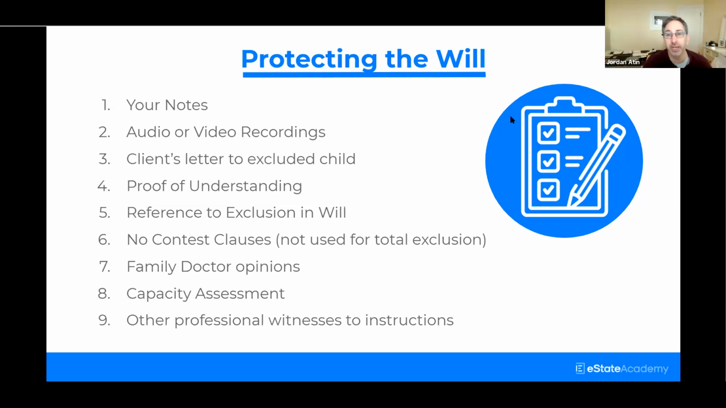The proof of understanding is just making sure, whether you're using software or whatever else, that it's easy to show that the client understood what they were doing. When I used to use a whiteboard, I would write, nothing to John, and that was on the whiteboard. If you're using eState, they can see that John is excluded. Those kinds of things are very helpful, that this wasn't a mistake, obviously.